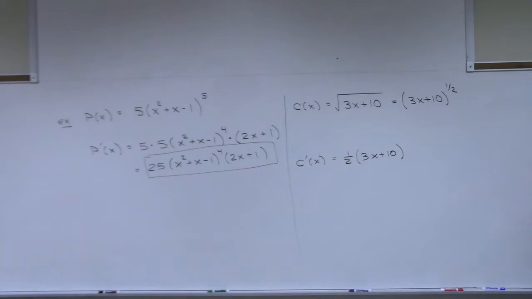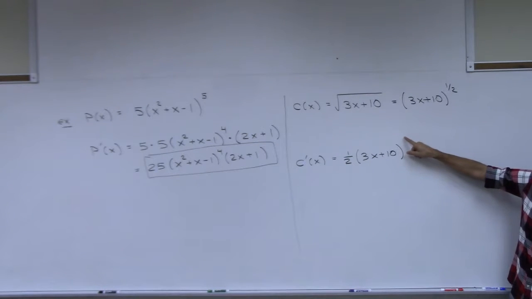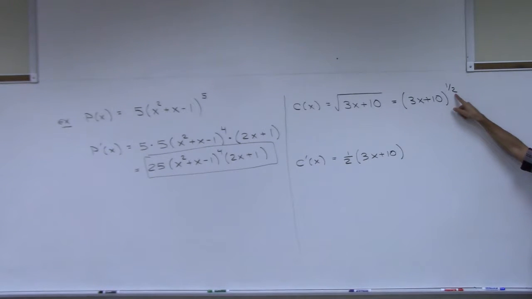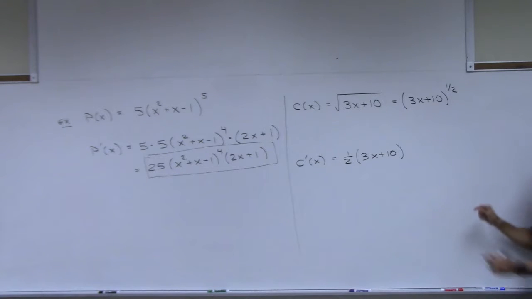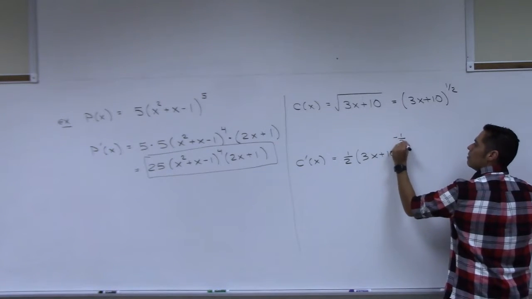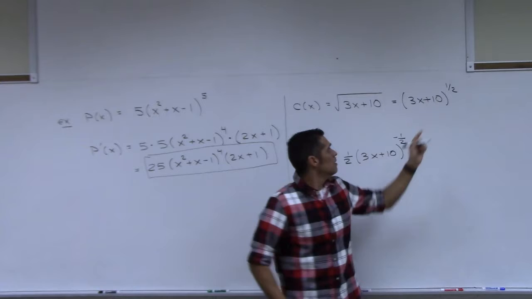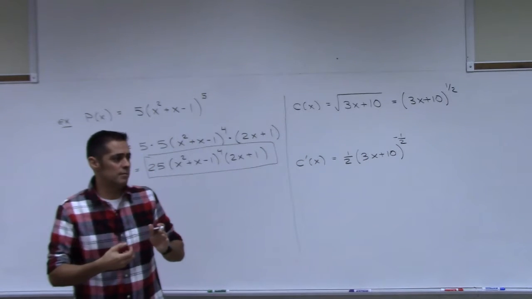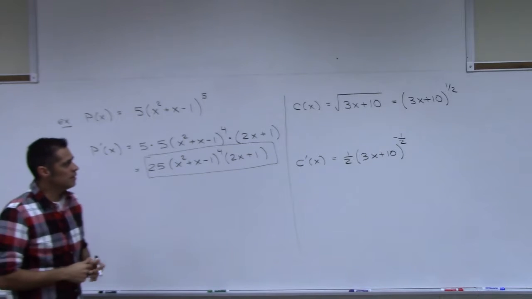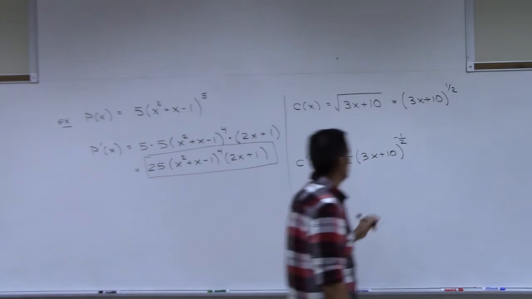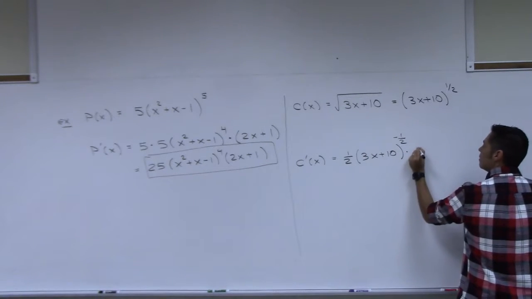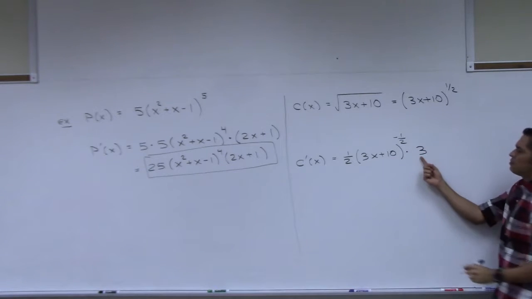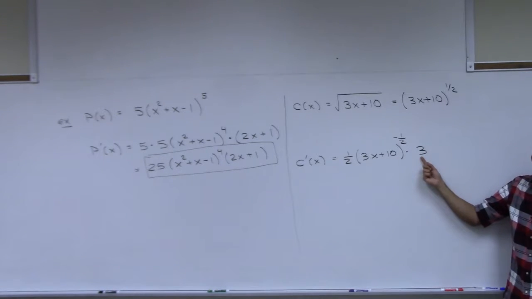And now you need a power on this, though. Remember? So you got to subtract 1 from this, right? So it'll be negative 1/2. If you take 1/2 and subtract 1 from it, you get negative 1/2. Now keep going. That'll be times 3. And I don't need parentheses around the 3 because it's only one term.